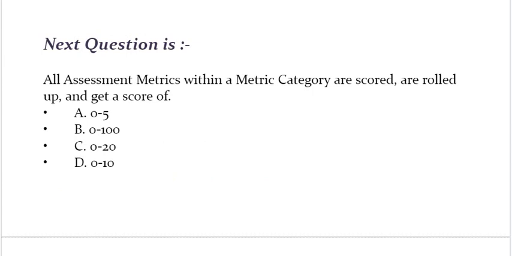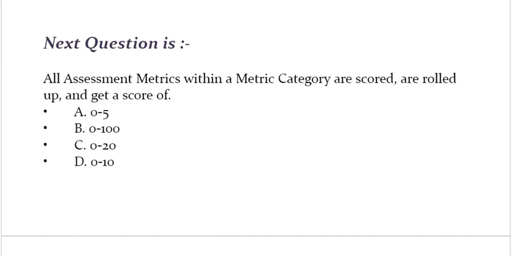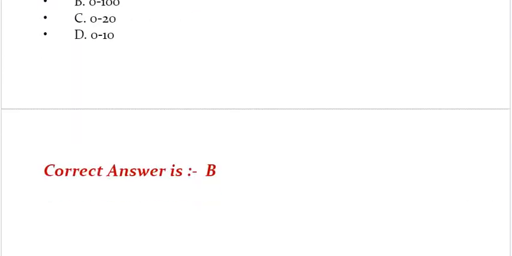Next question is, all assessment metrics within a metric category are scored, are rolled up and get a score of? Option A, 0 to 5. Option B, 0 to 100. Option C, 0 to 20. Option D, 0 to 10. Correct answer is option B.